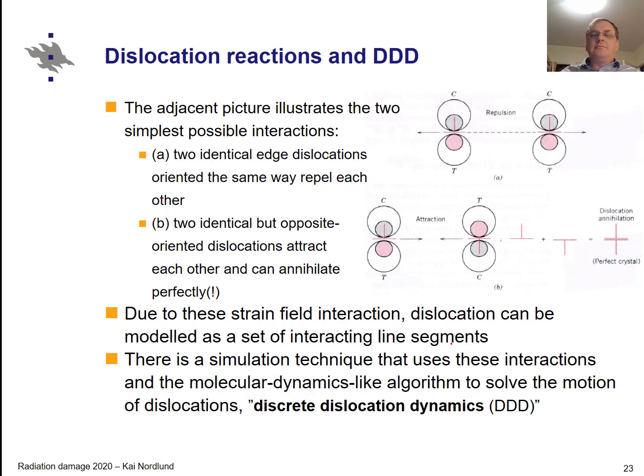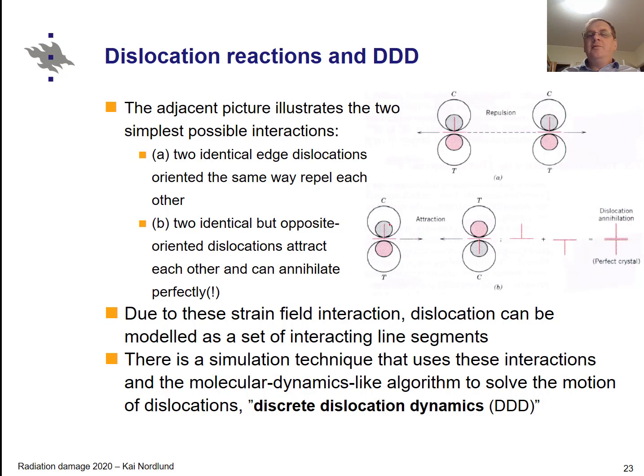And now you can understand some simple possibilities of dislocation reactions. If you have two edge dislocations oriented the same way, then you have a compressive strain here, tensile strain here, tensile strain here. These would naturally repel each other. Especially for the compressive, it's easy to understand. You don't want to compress the crystal even more.